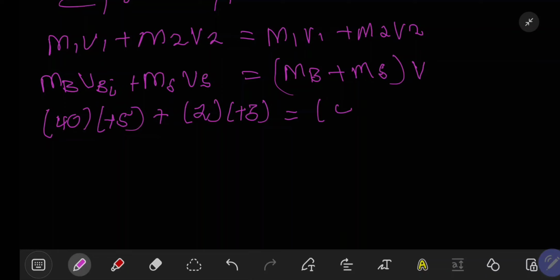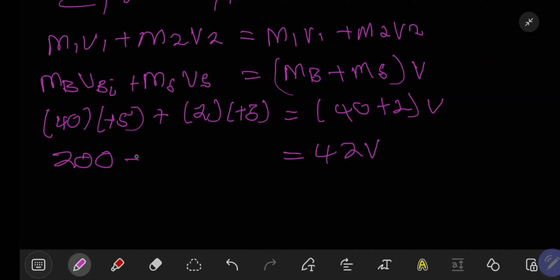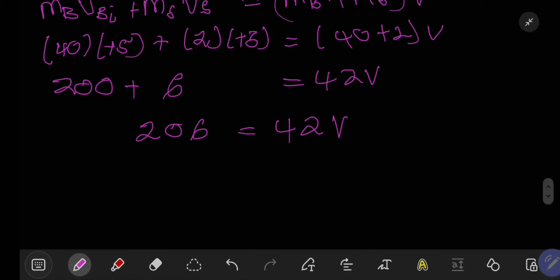the mass of the boy, which is 40 kg, plus 2 kg for the skateboard, multiplied by the velocity there. Then it means on this side we're going to have 42 v, and then here we're going to have 200. 40 by 5 is 200, plus when we multiply the 2 you get 6. Now the sum of this is 206, which is equal to 42 multiplied by our velocity there.